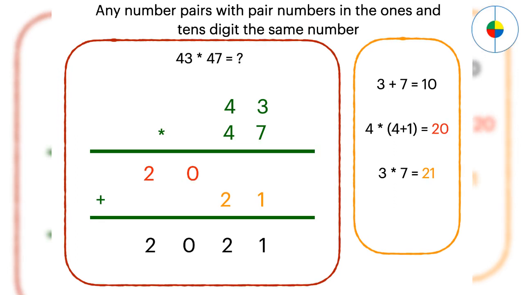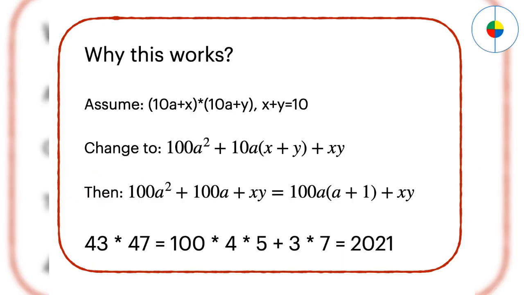For any numbers with pair numbers in the ones positions and with the same tens digit, here is how you can calculate the result in a second. Why can you calculate so fast? Here is the reasoning behind it. Assume A is the tens digit, x and y are the ones digit. Since x plus y equals 10, this expression can be reorganized to a better way for easier calculation.